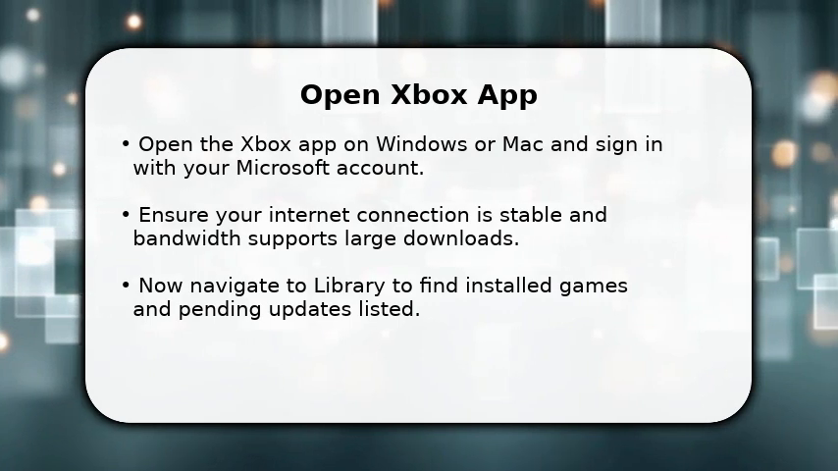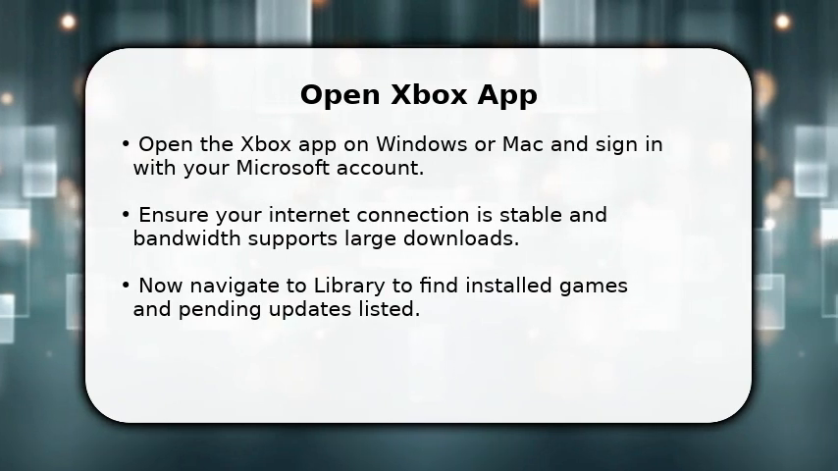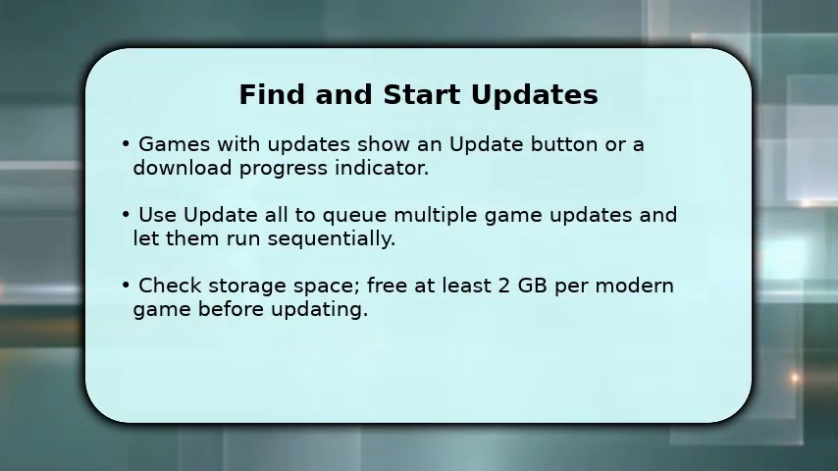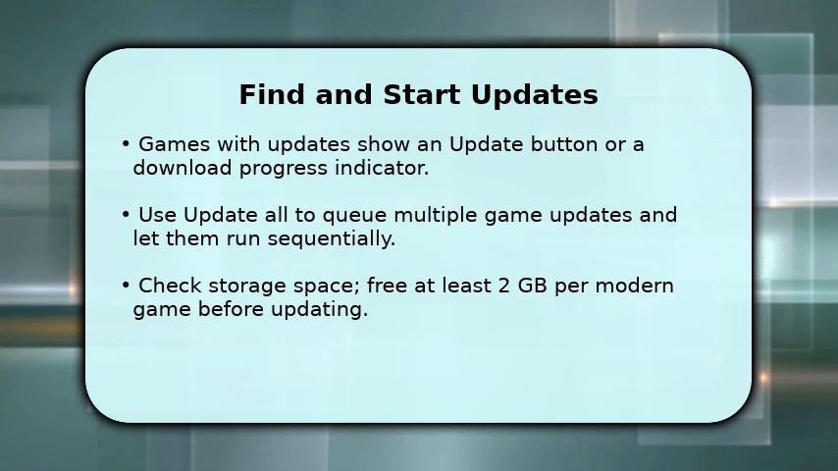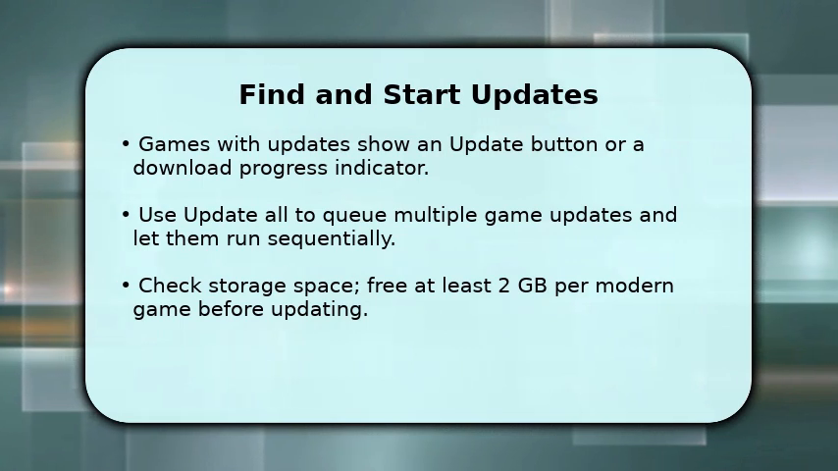Now navigate to Library to find installed games and pending updates listed. Open Library and select the Installed tab to view games on your device. Games with updates show an update button or a download progress indicator.